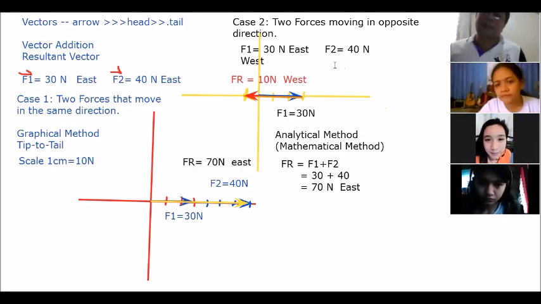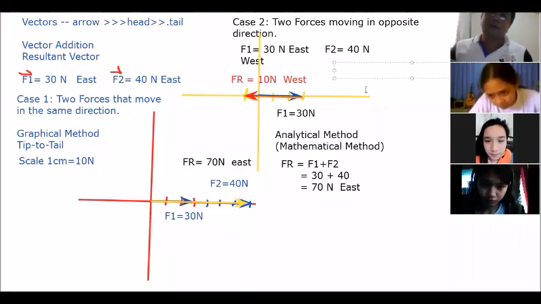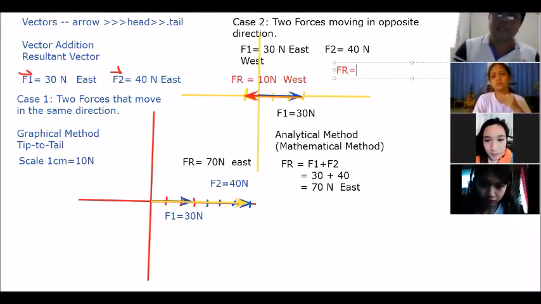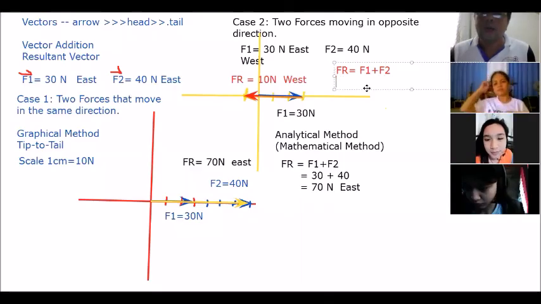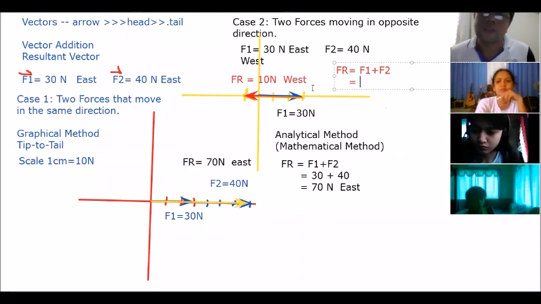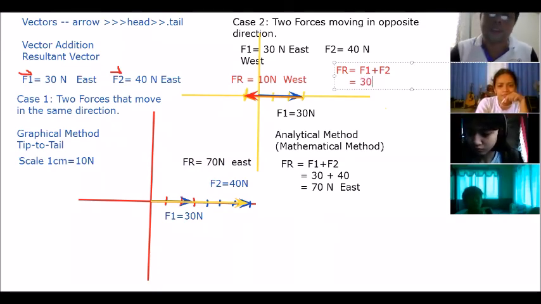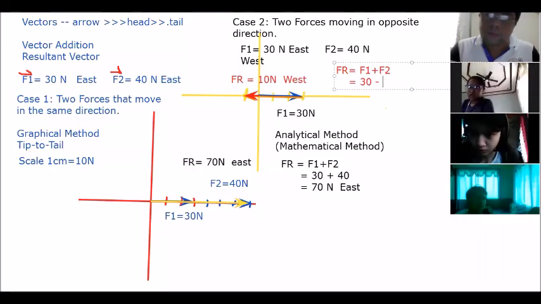What about the analytical method for this one? How do we find FR for this one? So we will still be adding F1 plus F2, guys. Okay, it is vector addition. However, guys, the value of our F1, since it goes right, is positive 30, while F2, since it goes left, is indicated as negative 40. So therefore, our answer will be negative 10.